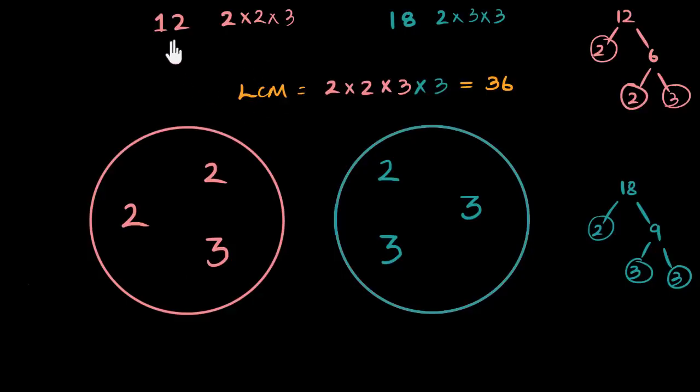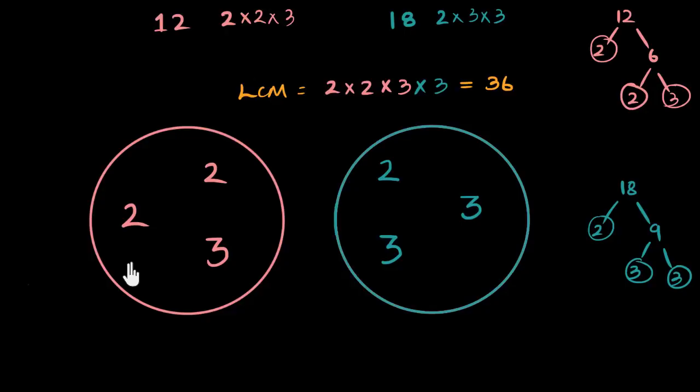I'll go ask 12, what are your factors? I need to be your multiple first if I have to be a multiple of both of you. I first need to be at least your multiple, and I could have picked 12 or 18 first. I'm just picking 12 first. So the LCM says, okay, I need to contain everything that you contain. So 2 into 2 into 3. That will make me your multiple.